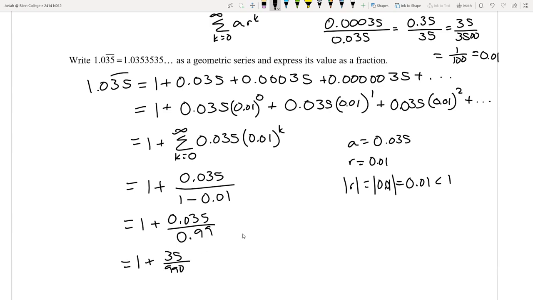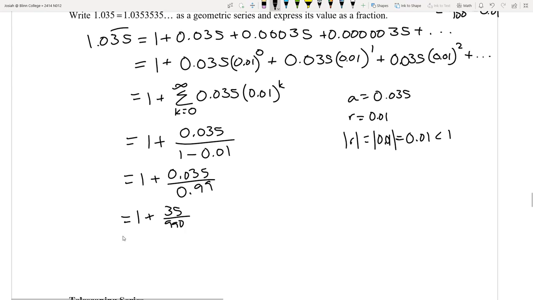Then we can start working through simplifying this fraction. 5 goes into both of these. It goes into 35 7 times. And it goes into 990. Let's see, it goes into 9 once. It goes into 49.